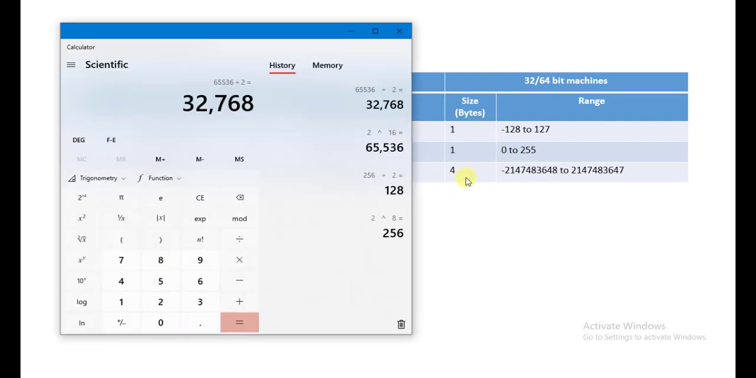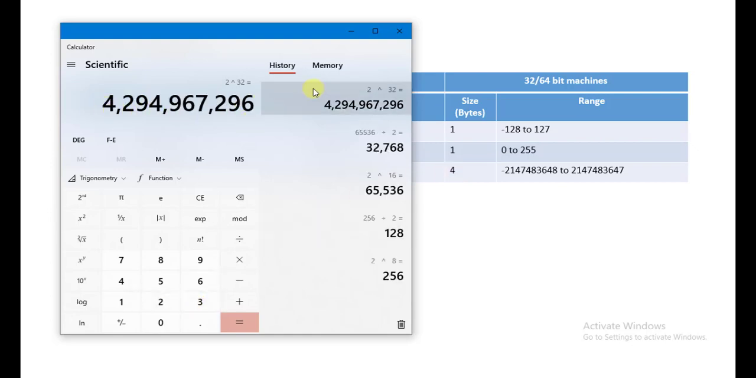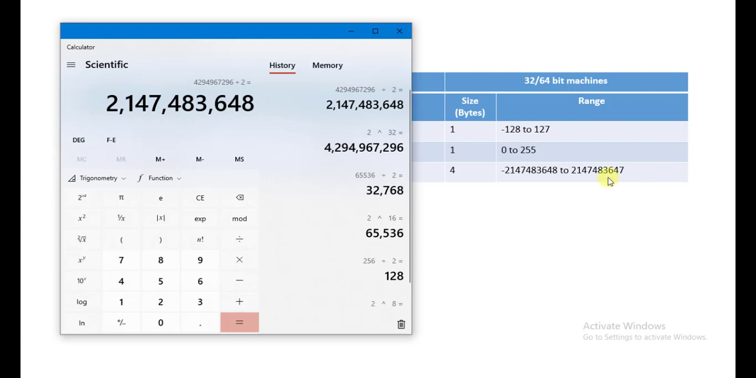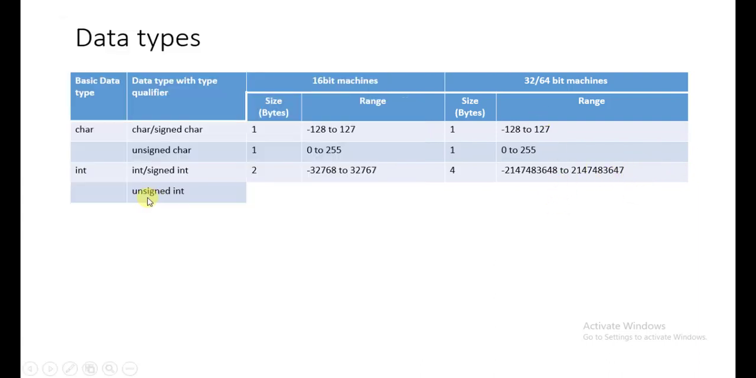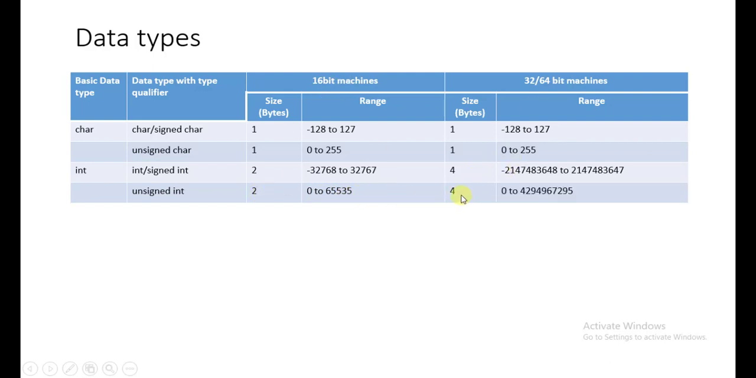Similarly, let us calculate the range for 4 bytes. 4 bytes means 4 into 8, 32 bits, so 2 to the power of 32. For unsigned, it will be this value minus 1, and for signed, divided by 2. See the range. Only for the positive do we need to subtract 1, as we have 0. When we use the unsigned qualifier, the size remains the same, 2 bytes, but the range will be double. In 16-bit it is 2 bytes and in 32-bit it will be 4 bytes.